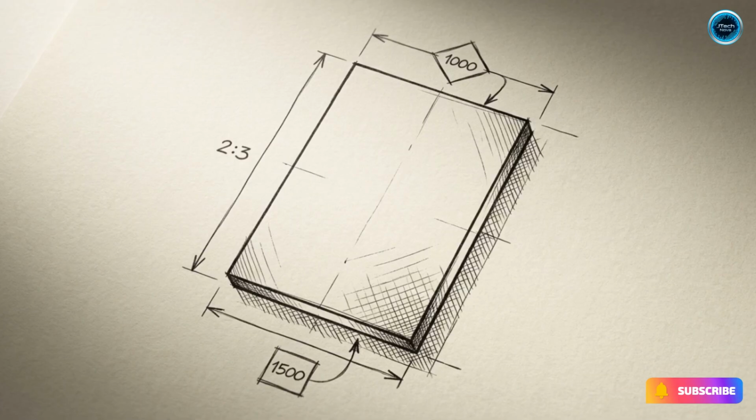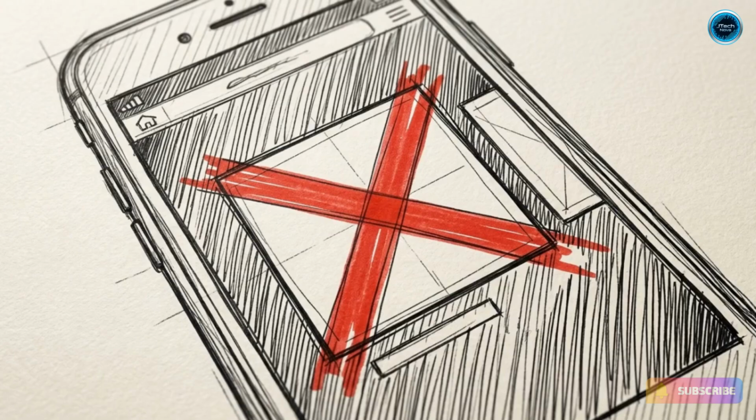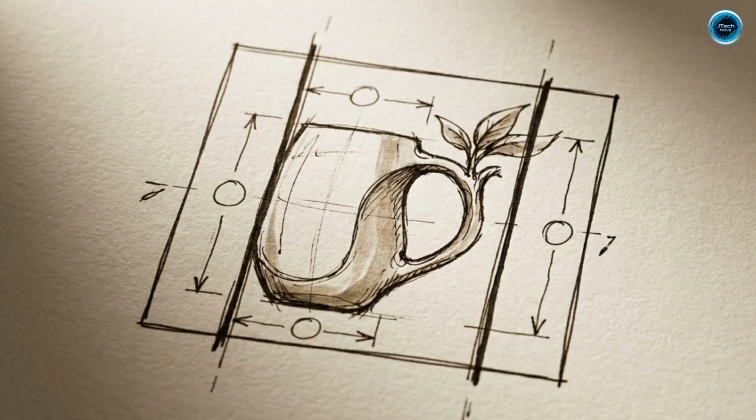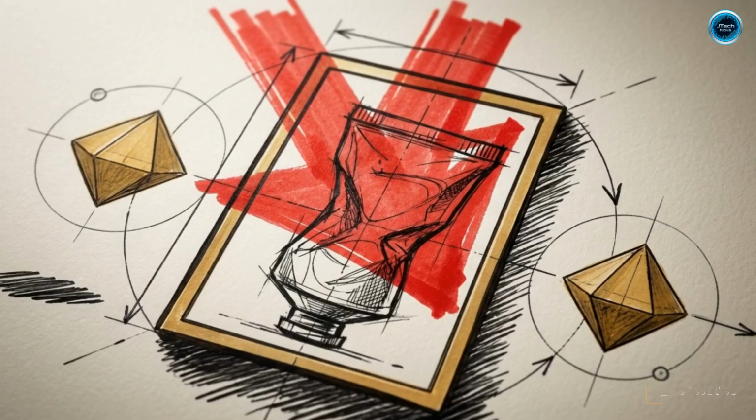This blueprint shows the standard requirements for your visuals: a vertical 2:3 aspect ratio, specifically 1000 by 1500 pixels. Avoid horizontal or square images. The platform is optimized for vertical scrolling, and using the wrong dimensions will result in your image being cropped, which often hides your product and lowers your click-through rate.